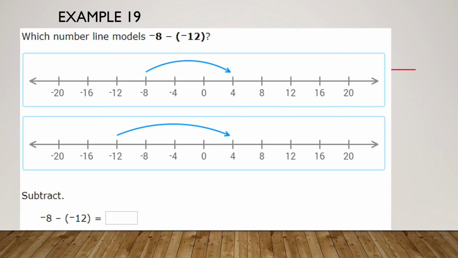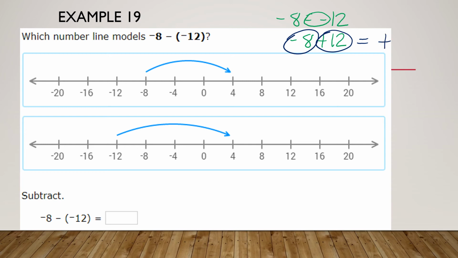Pause your video and try example 19. Okay, we have -8 minus -12. We can use our sock trick here. So those are matching signs. So we're going to write that as -8 plus 12. Okay, ask yourself which you have more of. Do you have more of your negative number or more of your positive number? 12 is greater, which is positive. That tells us our answer will be positive.